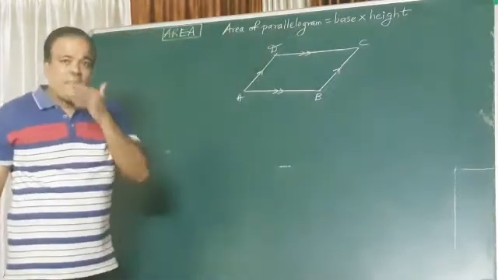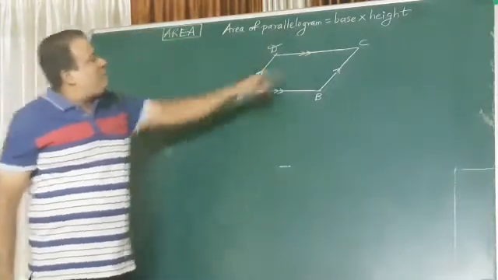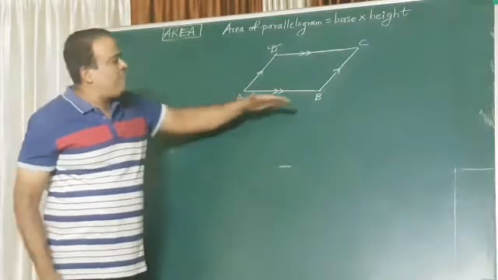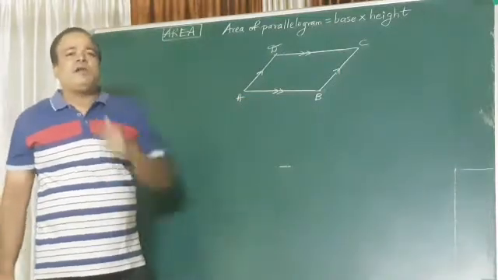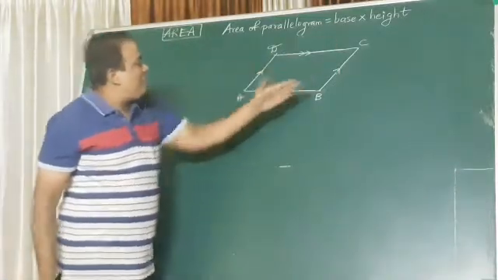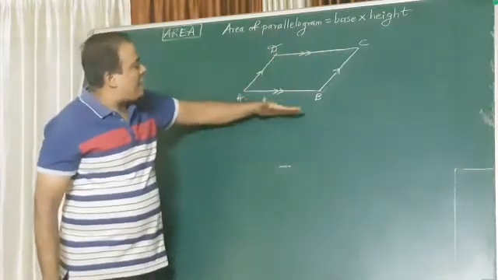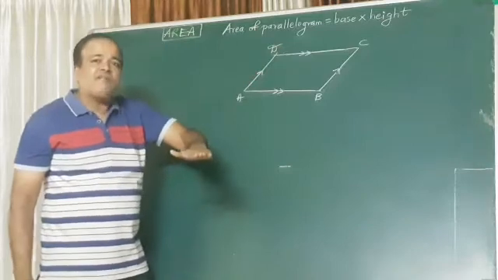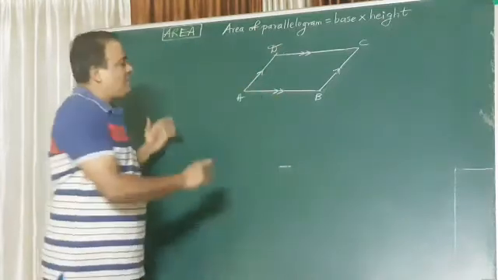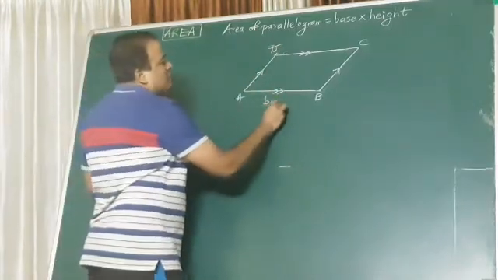Okay, fine. Now, what is a base? Let's say a base is the side on which the quadrilateral is standing. For example, here this parallelogram is standing on side AB. So AB is like the foundation. So AB becomes the base.